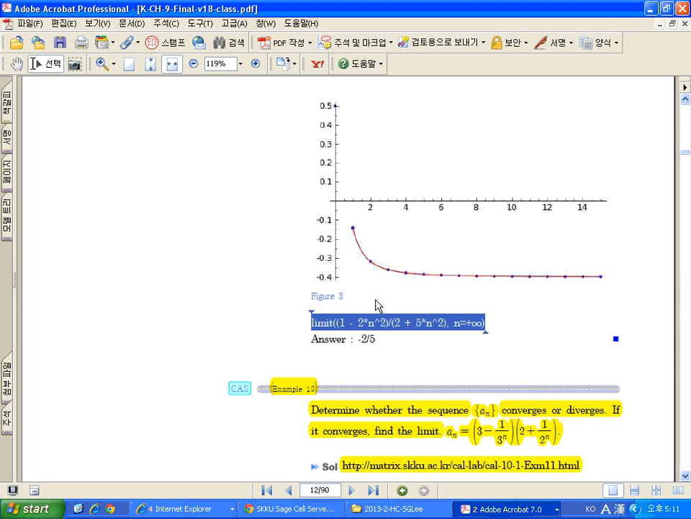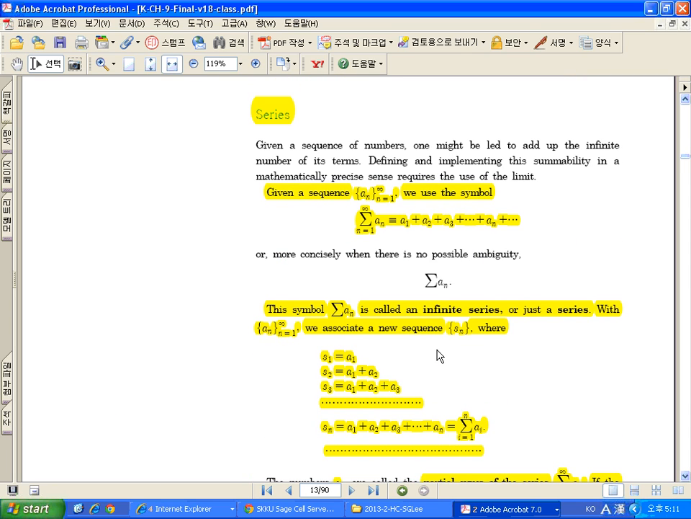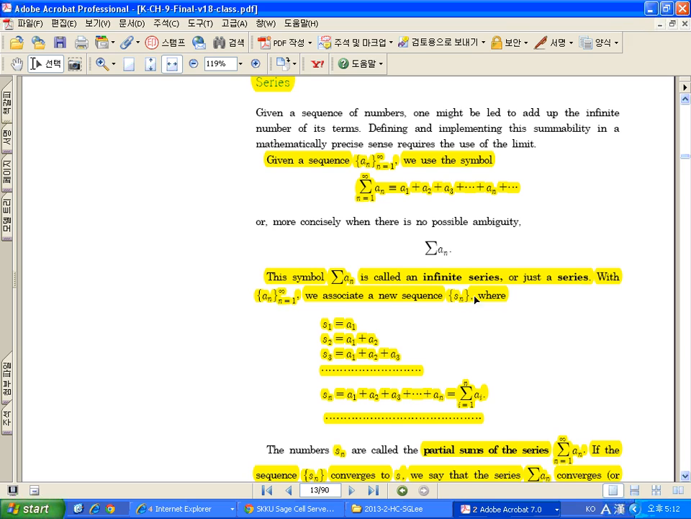So now you can solve the problems given in the exercise of this section. Next part is series. Now you have dealt with sequences, and then we think about series. Given a sequence, we use a symbol like this.